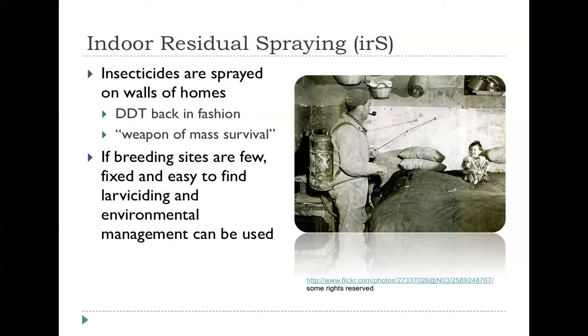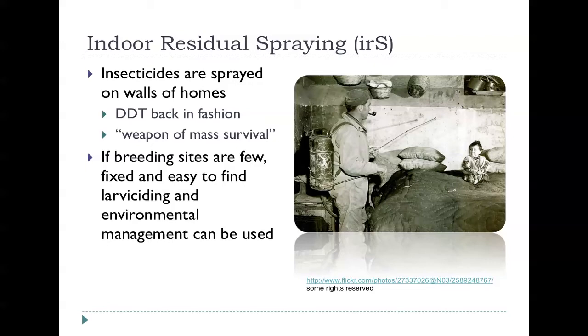Another option is so-called indoor residual spraying. Malariologists seem to have these funny little acronyms, so they call this IRS. I don't know why they have small letters for the first two and a large one, but anyway, that's what you find in the literature. So what you do is spray insecticides on the walls of homes. This is a picture from the middle of the 20th century, I think it's in Italy, of people going around spraying the inside of houses.